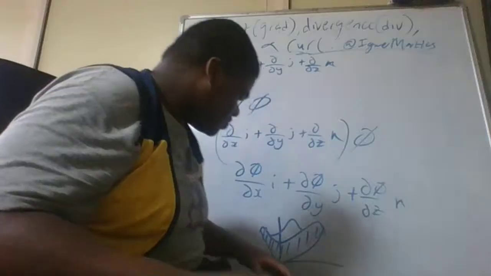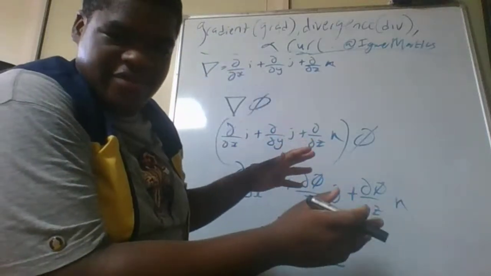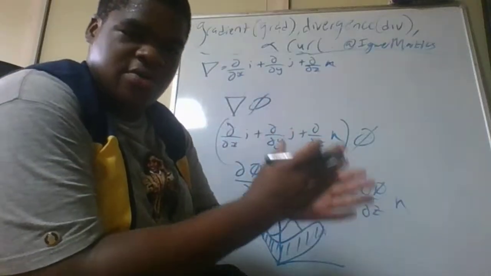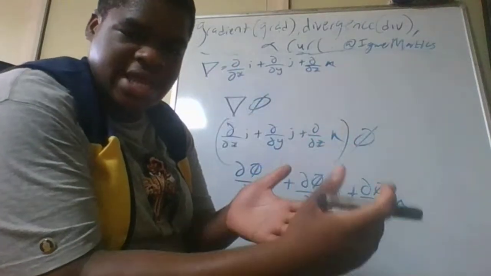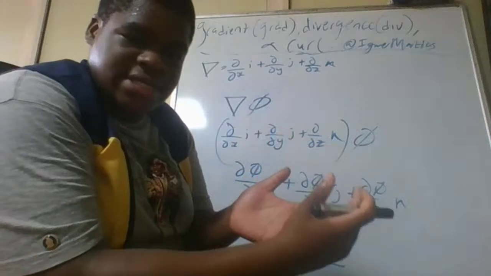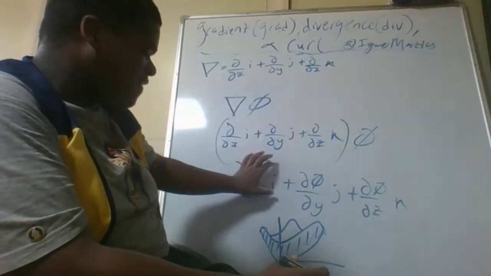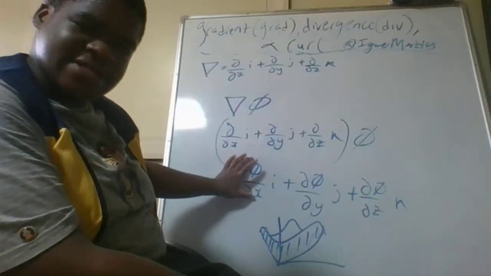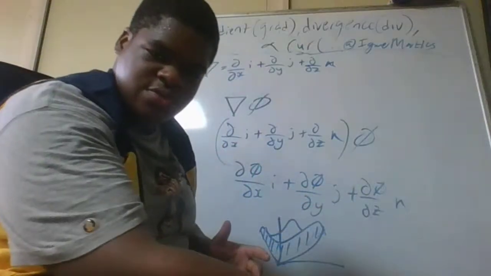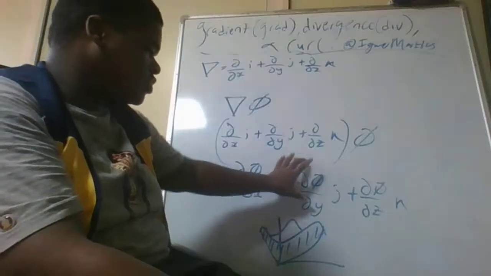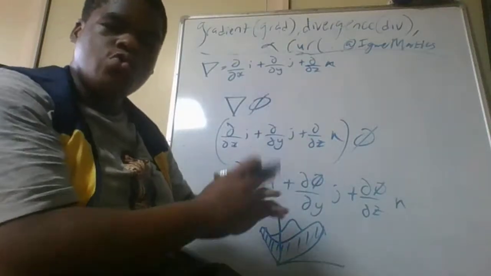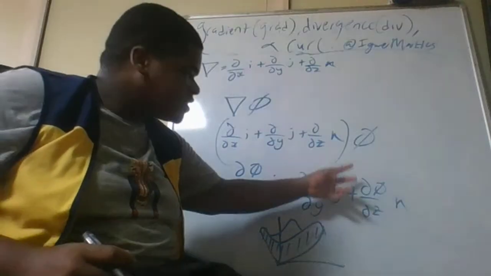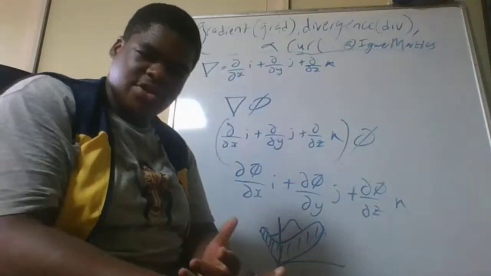So you want to find out how the whole scalar field is changing. You break it down. First of all, find out how it's changing towards the x direction. If it's changing towards the x direction, then it's going to have i to represent the x component. So you have the partial derivative of that scalar field with respect to x, i, plus the partial derivative with respect to y, j, plus the partial derivative of that scalar field again with respect to z, k.